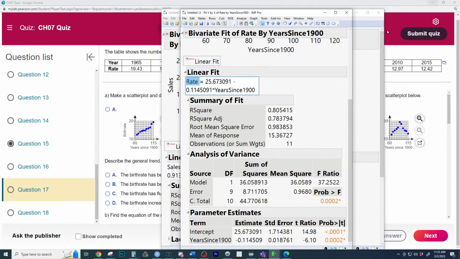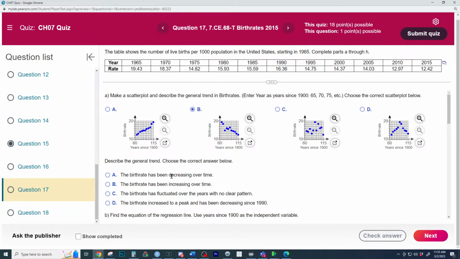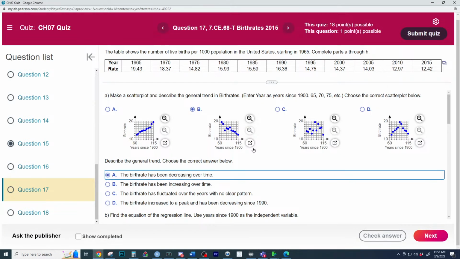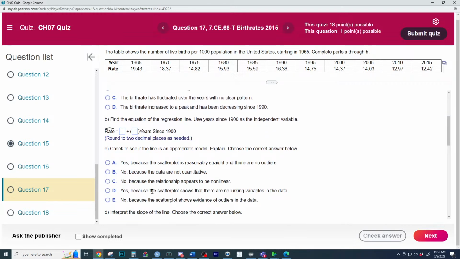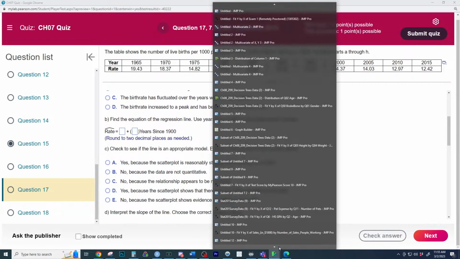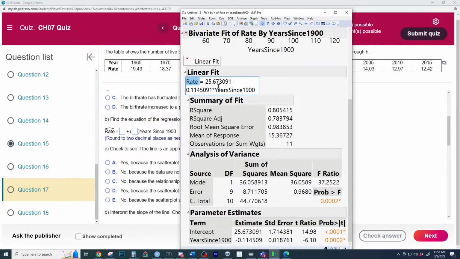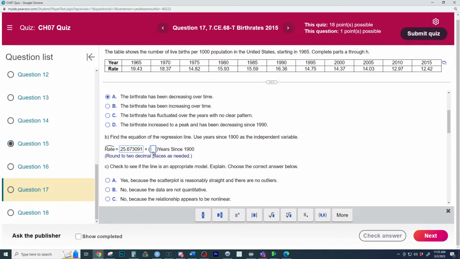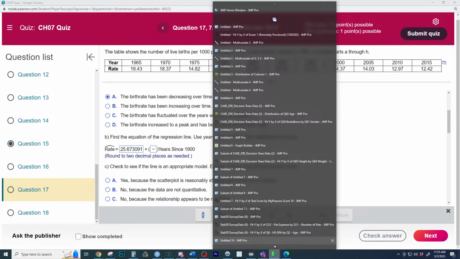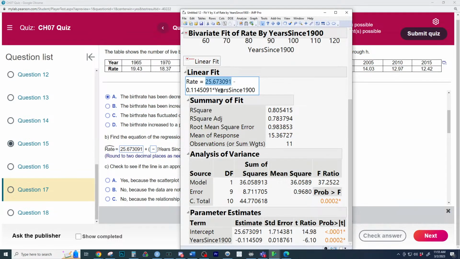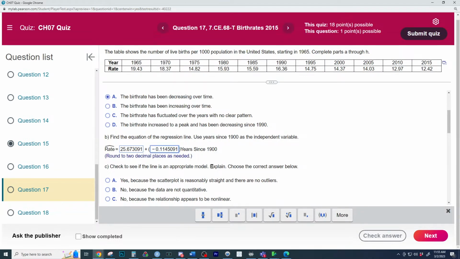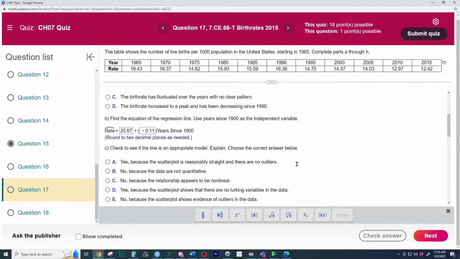So let's go back and see what it says. Describe the trend. It's been decreasing over time, very clearly. Find the regression equation. We need to take our regression equation that we have right over here and just literally copy paste. One key thing to know is that this is negative. This is a negative relationship. I go 2 decimal places. There we go. Check to see if there's an appropriate model.